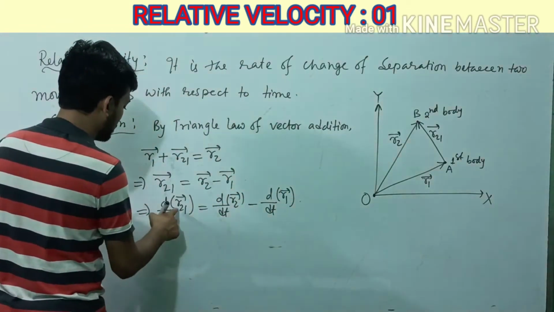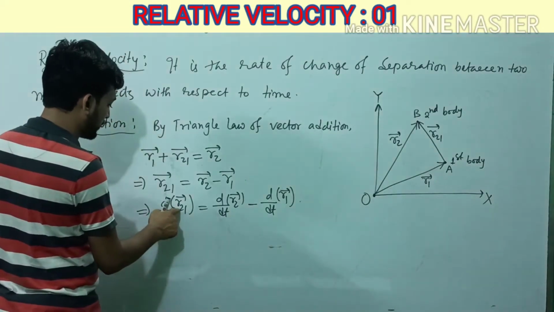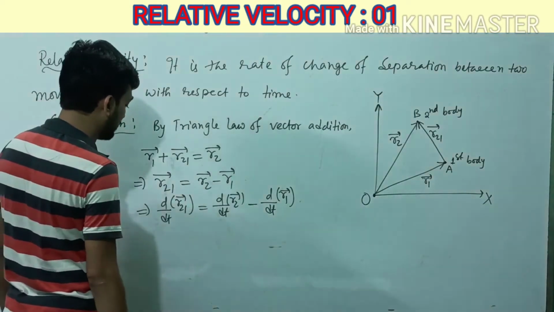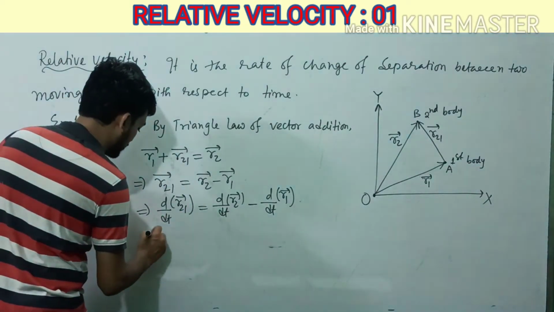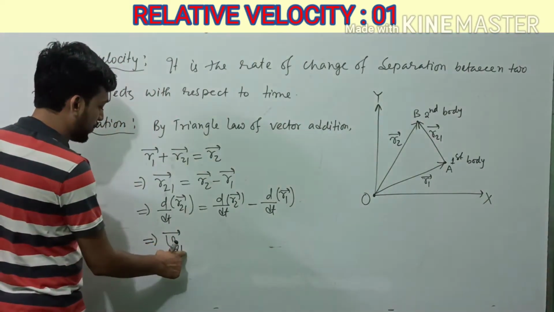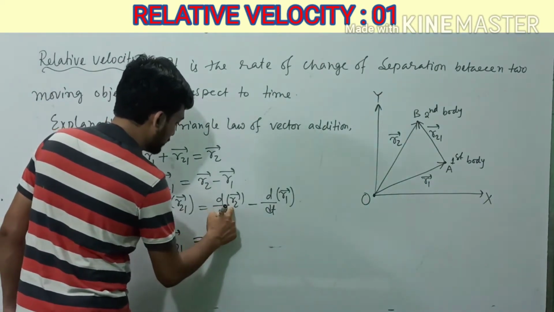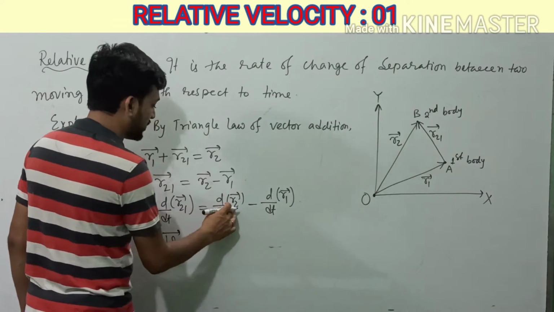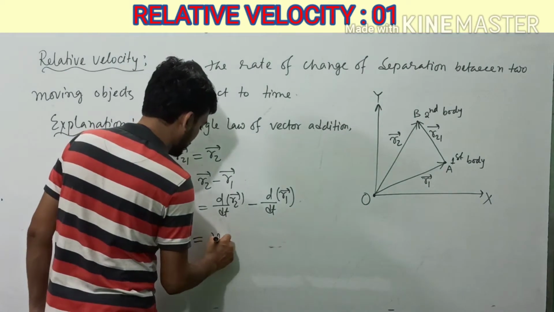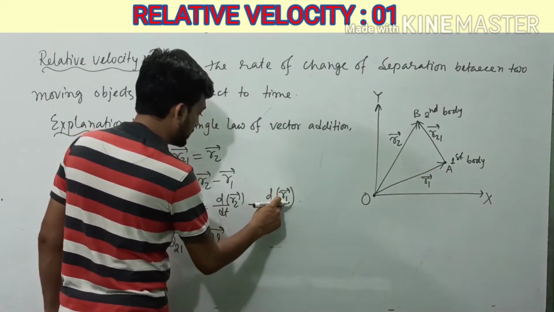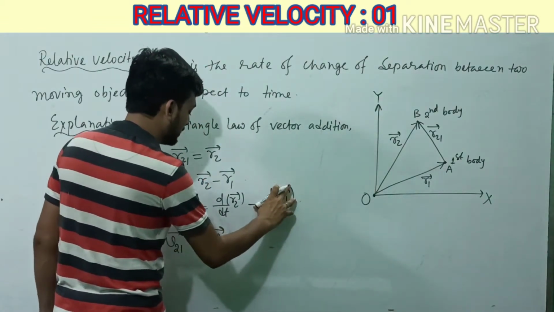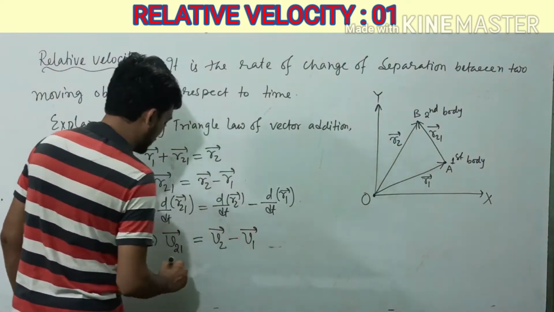What does it represent? It simply represents the rate of change of separation of second body from the first body with respect to time t, and this is nothing but the relative velocity of second body with respect to the first body. So we can write relative velocity of second body with respect to first body as v21 is equal to, this is the change in position vector of the second body with respect to time t, and this is nothing but the actual velocity of the second body. This is v2 minus, this is representing the change in position vector of the first body with respect to time t, and it simply represents the actual velocity of the first body.